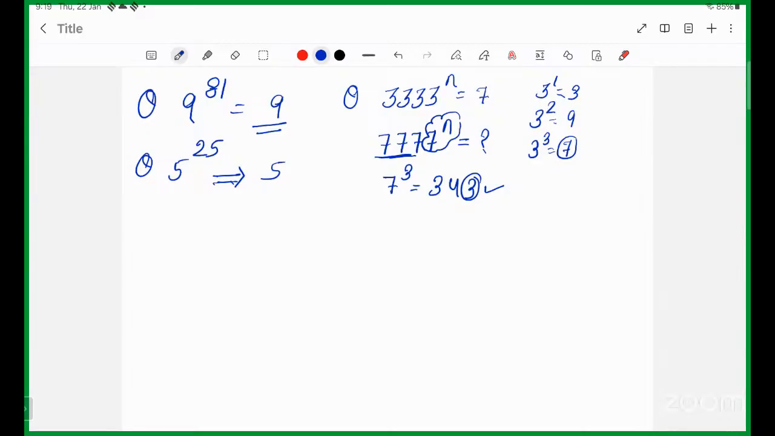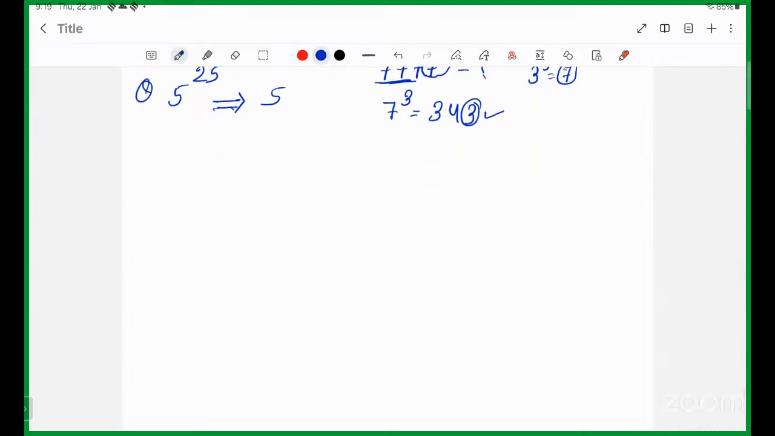Okay. 3 raised to power 22 minus 2 raised to power 22. What will be the unit digit? So here again I will divide this power by 4. So it will be 3 raised to power 2 minus 2 raised to power 2. It will be 9 minus 4. Unit digit will be 5. Okay.